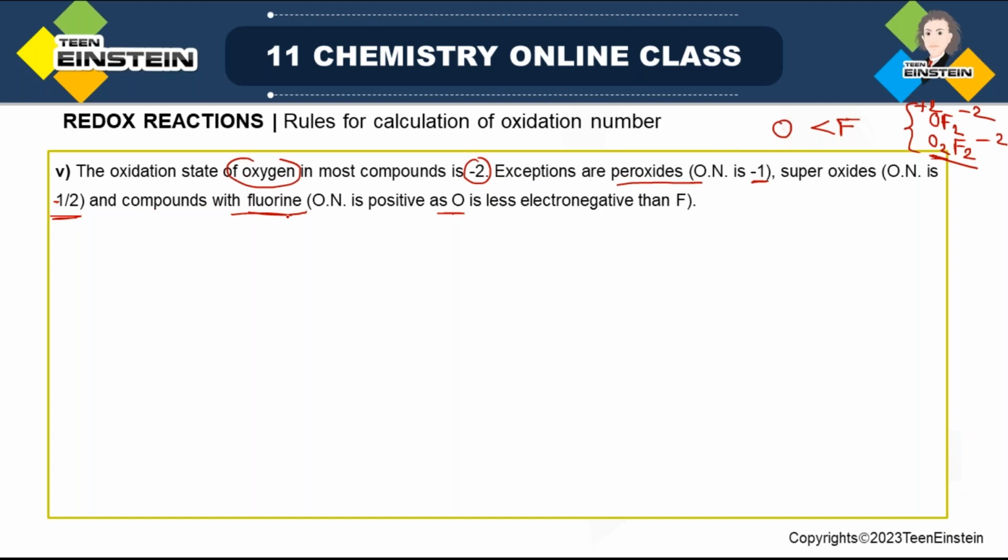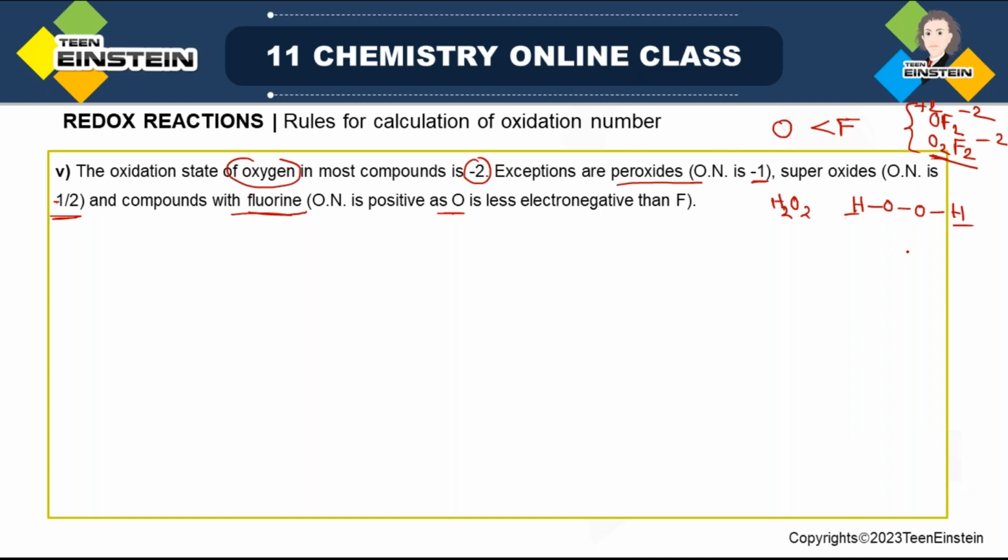So in peroxide, what happens? The oxidation state is -1. A very common example of peroxide is H2O2. If you write the structure, it is HOOH. Now we know hydrogen is more electropositive, so it will always be plus.